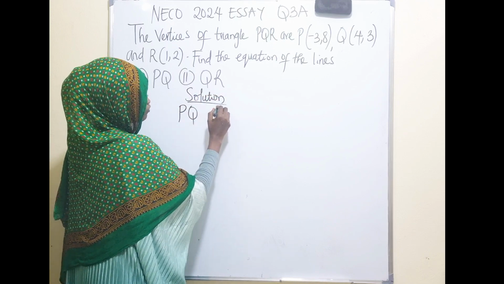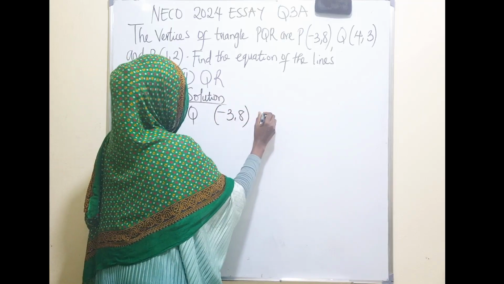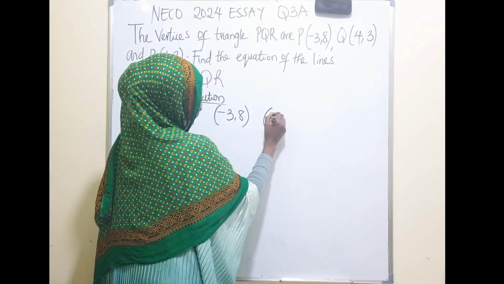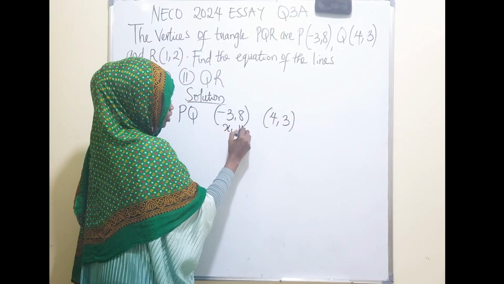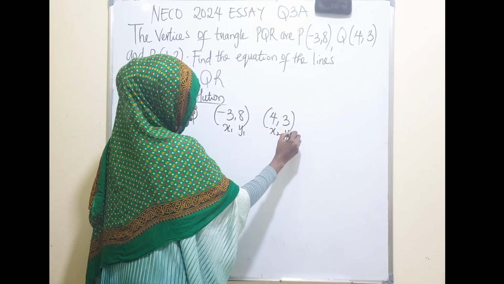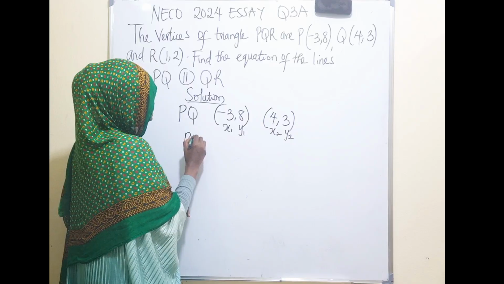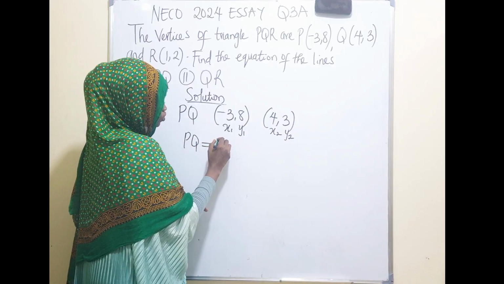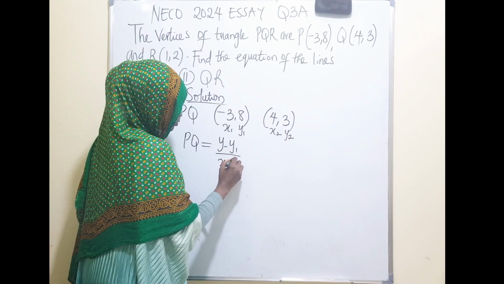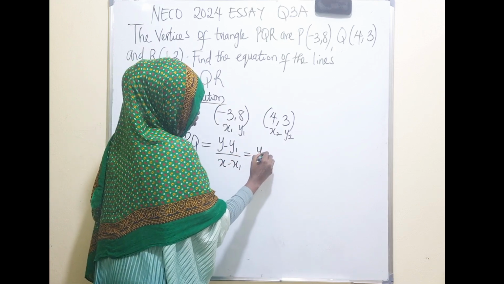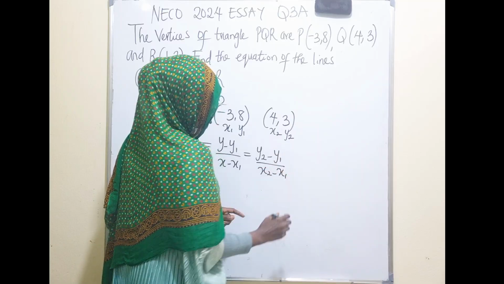Now for the first one, PQ, let's take the points for P and Q. For P here we have -3 and 8, and for Q we have 4 and 3. So we're going to label this now. This is x1, y1. This is x2, y2. So we're going to use the formula, the equation for PQ: y minus y1 over x minus x1 is equal to y2 minus y1 over x2 minus x1. All right, so this is the formula we're going to use.